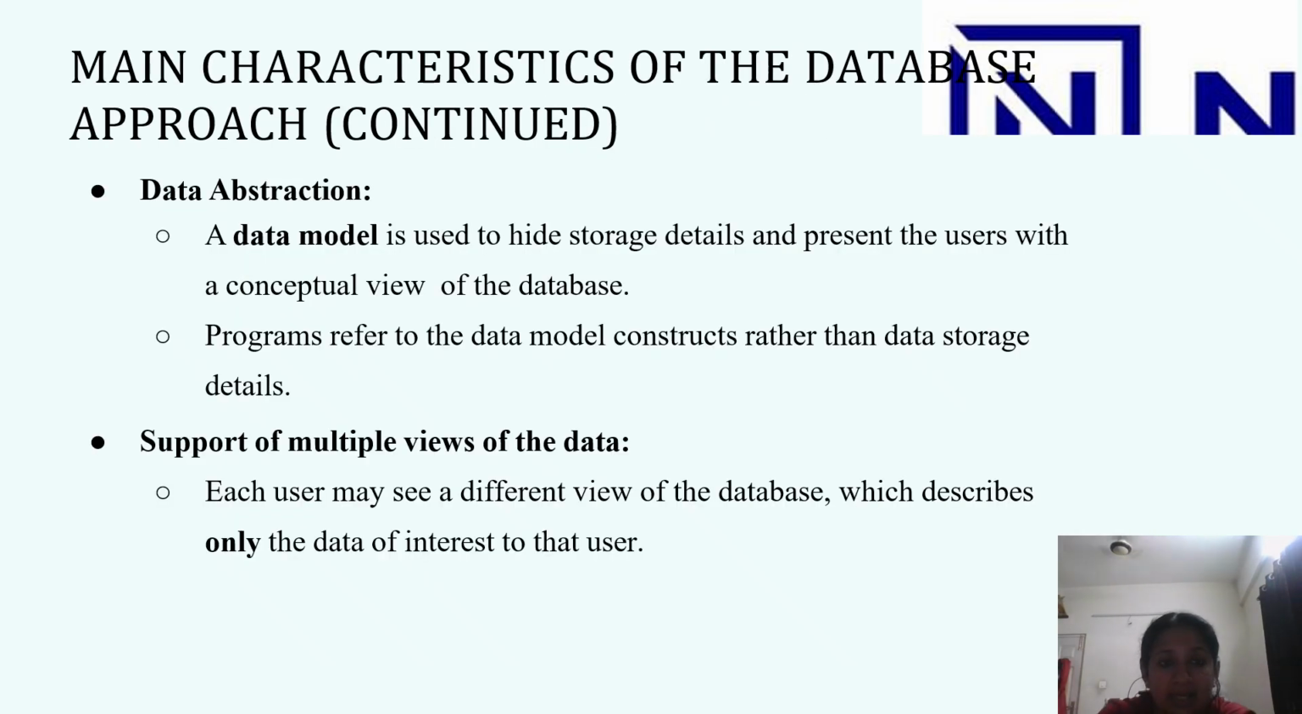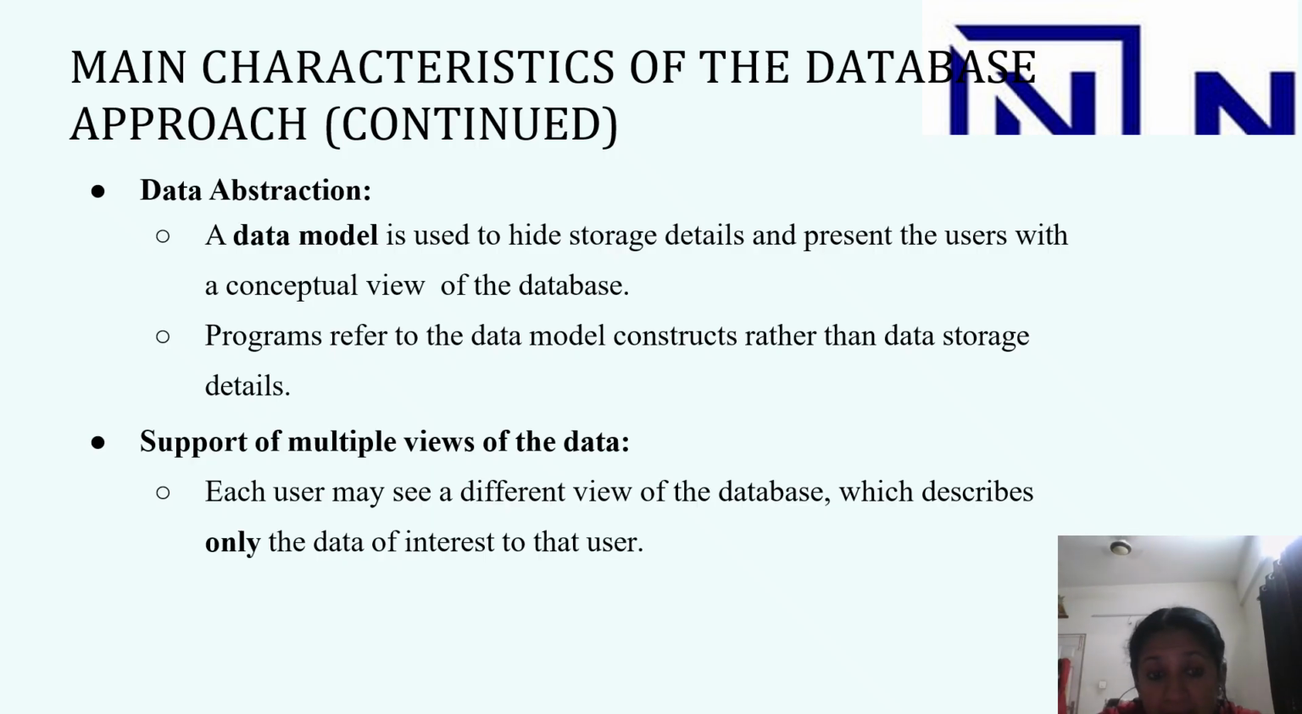We have to discuss the main characteristics of the database. Data abstraction is the first characteristic. The data model is used to hide the storage details. All the details we are not showing; only the essential details we are showing, hiding unnecessary details like storage details.